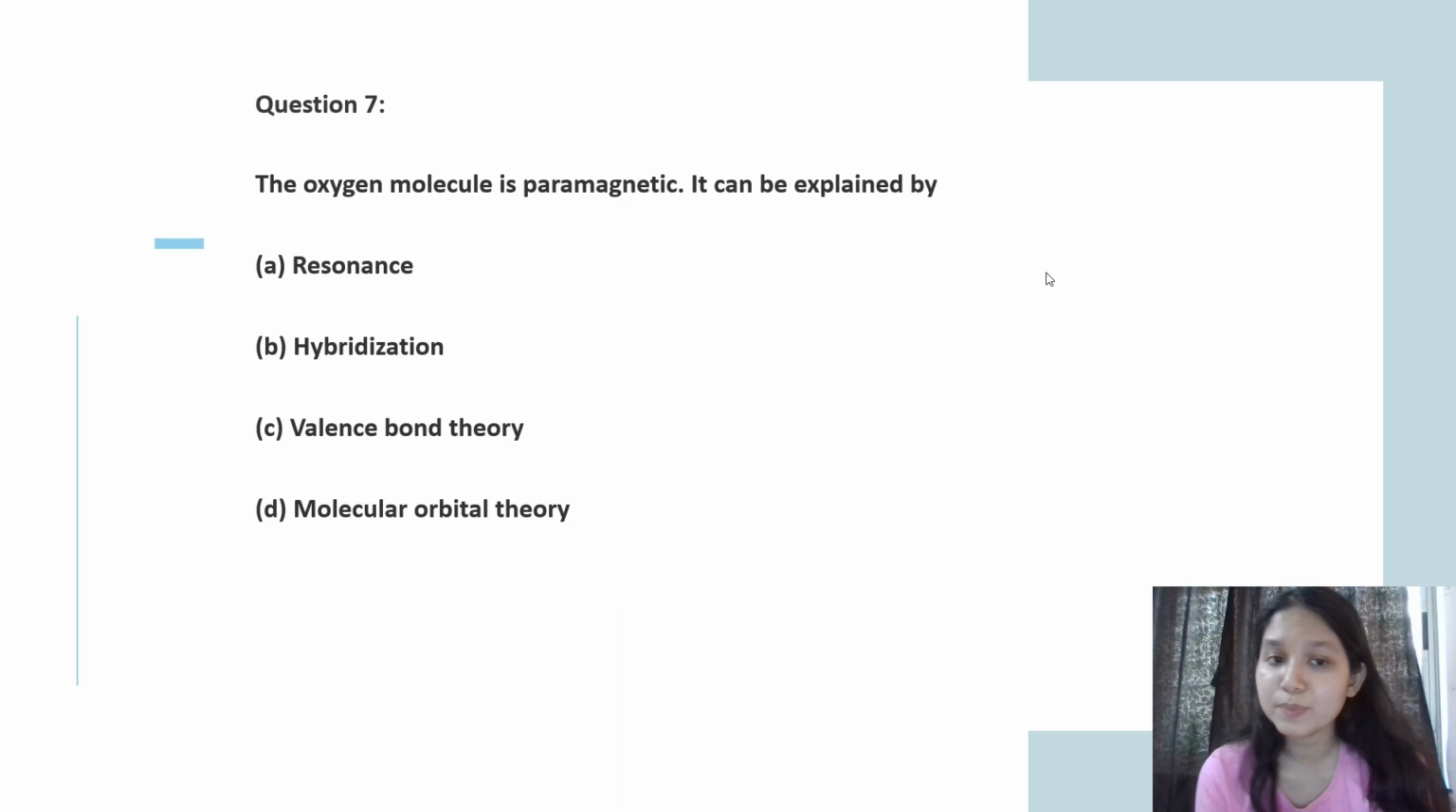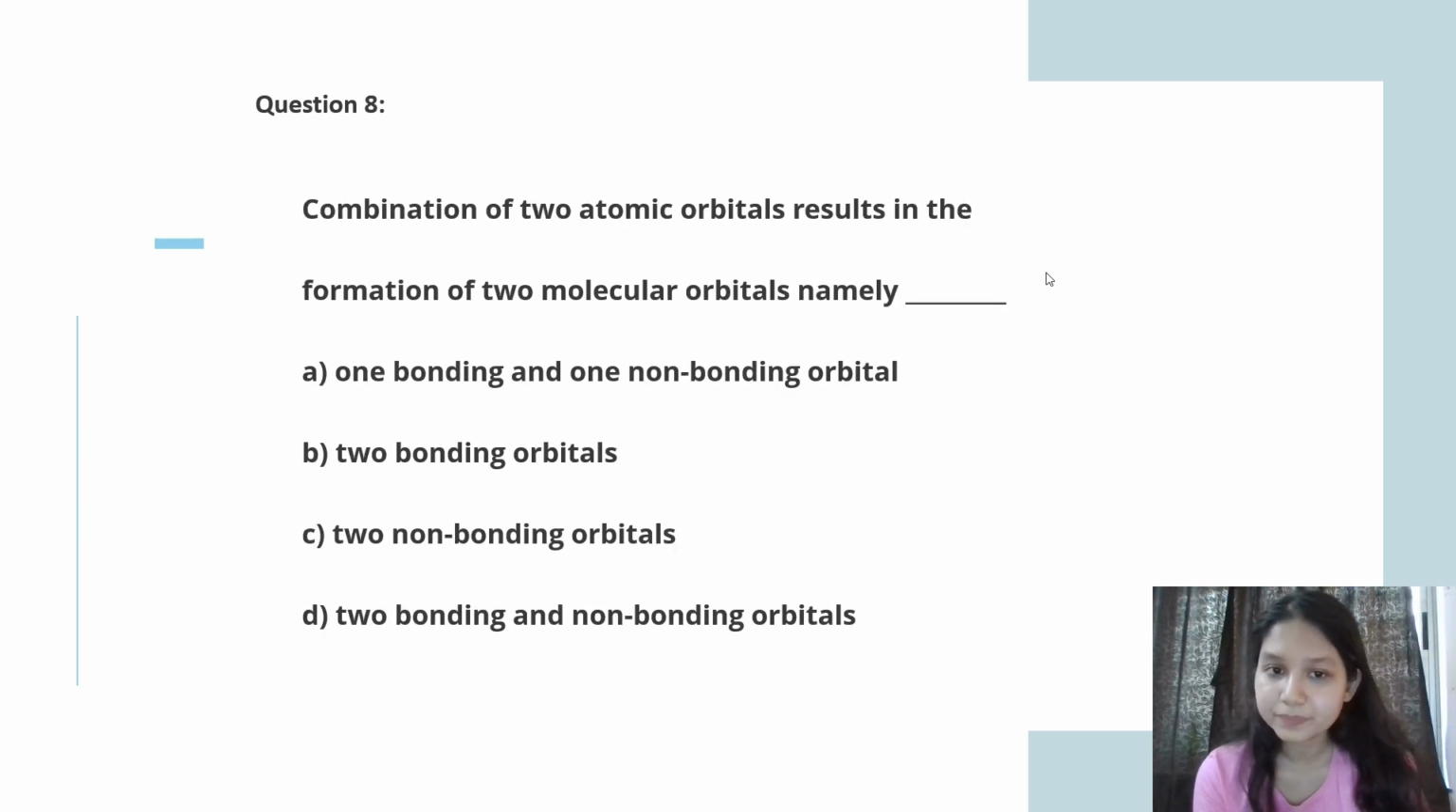After that, we moved to the paramagnetism of the oxygen molecule, and we asked whether the reason could be explained by molecular orbital theory. We found that the combination of two atomic orbitals results in the formation of two molecular orbitals.